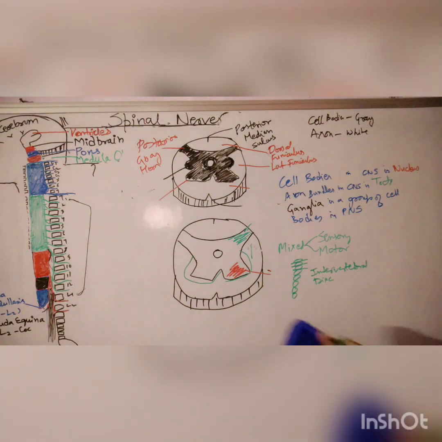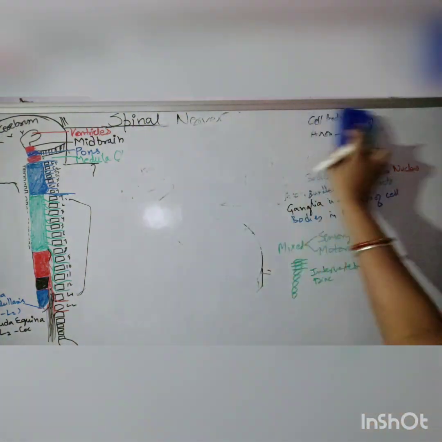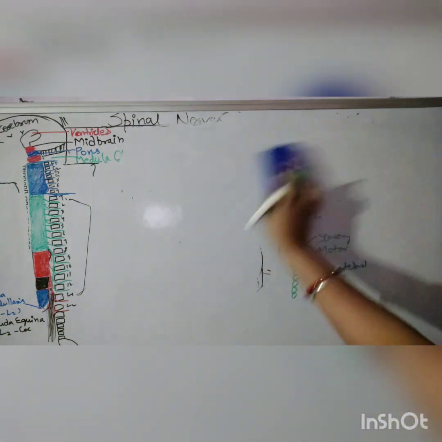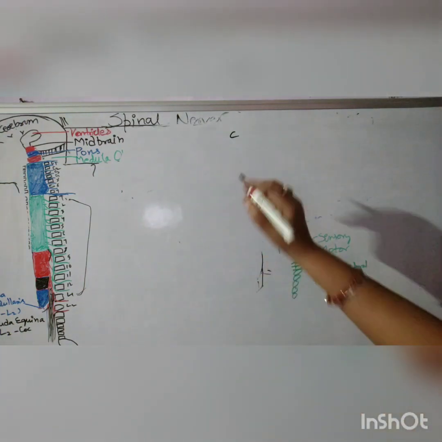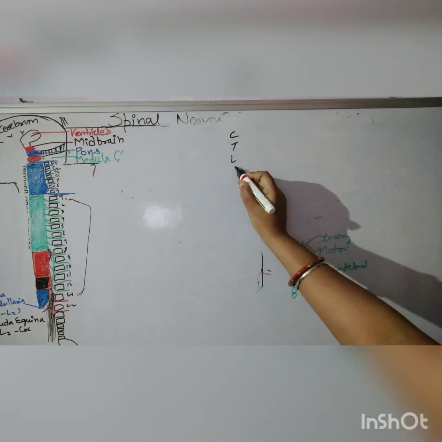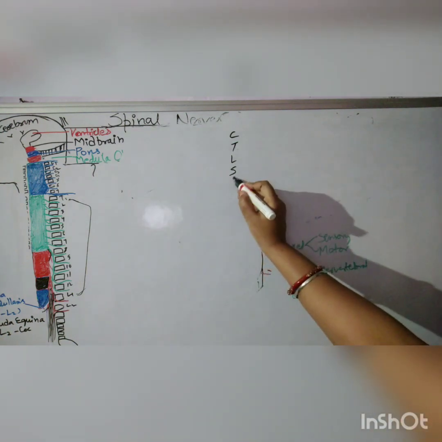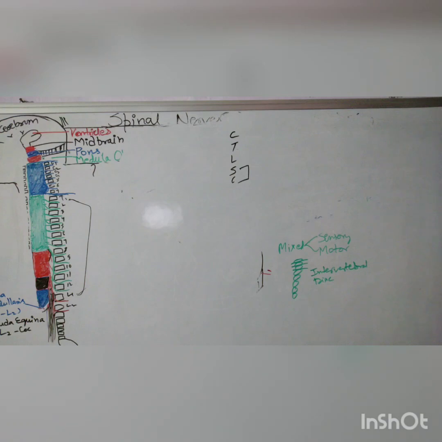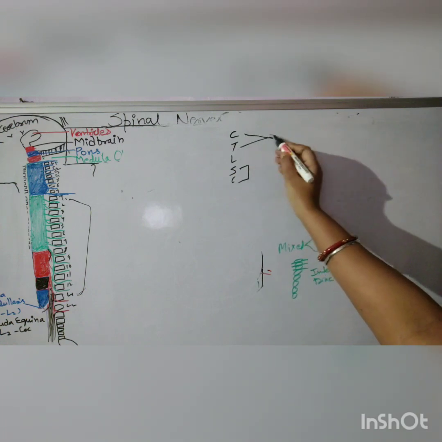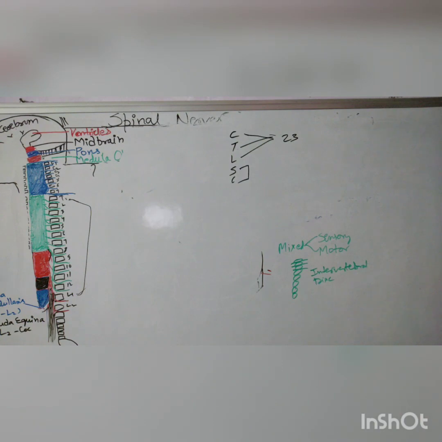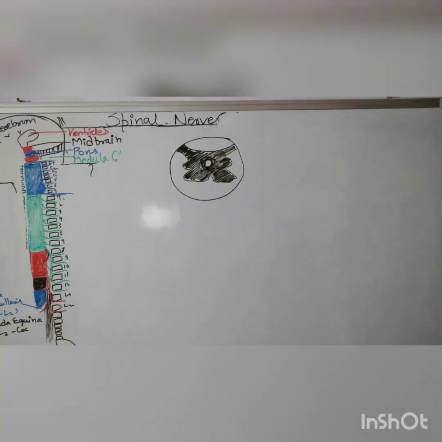The number of intervertebral discs: if we talk about C, T, L, S, C, sacral and coccygeal don't have intervertebral discs. Only cervical, thoracic and lumbar contain them, 23 in total. So we are studying the spinal cord. In this series we have completed the spinal cord, the length and the sections.